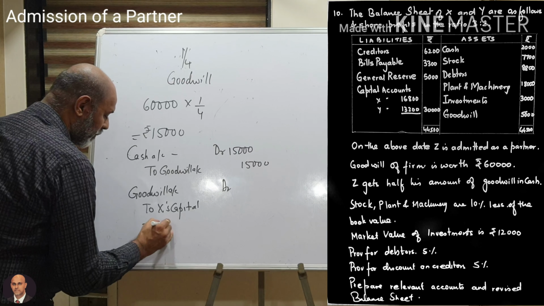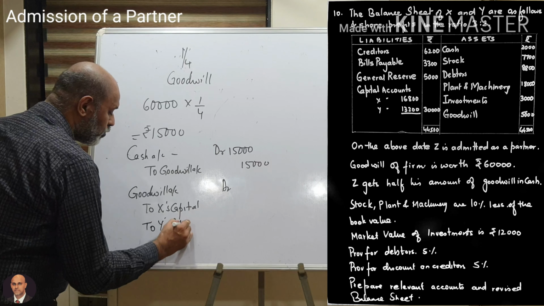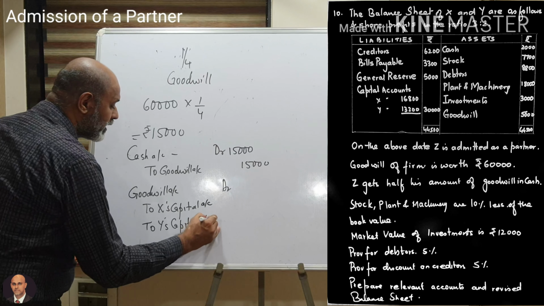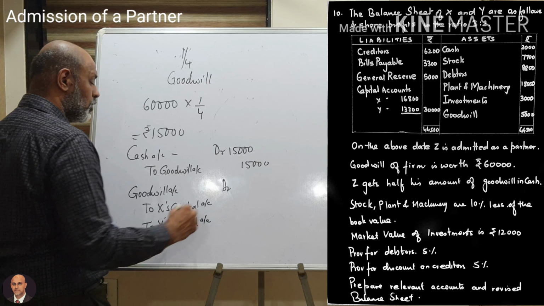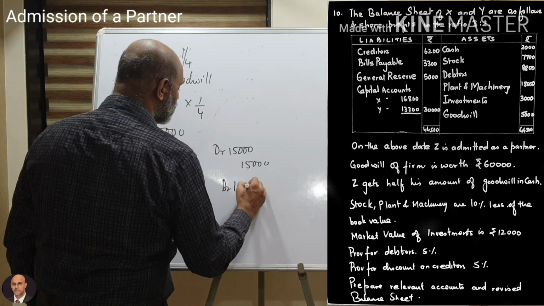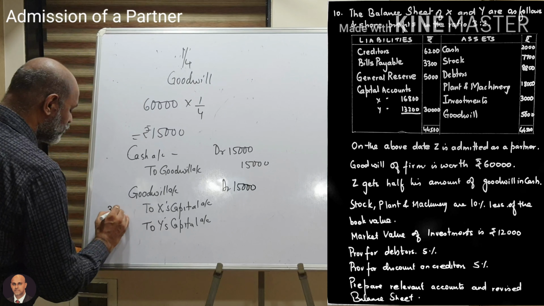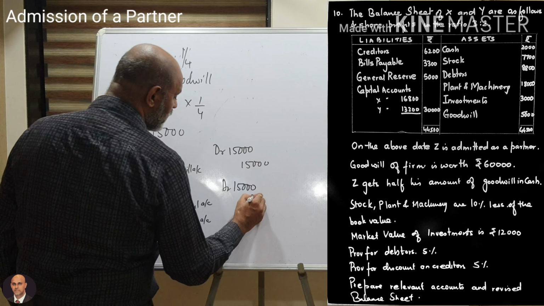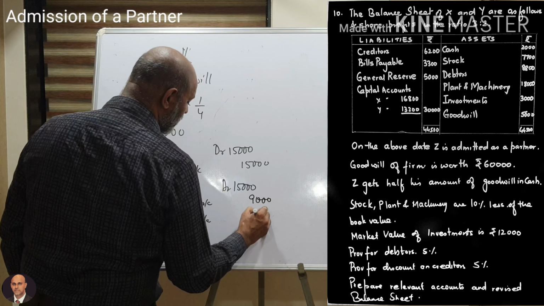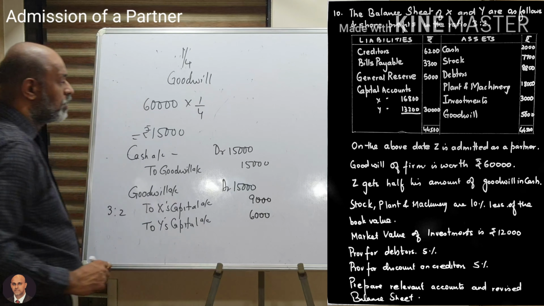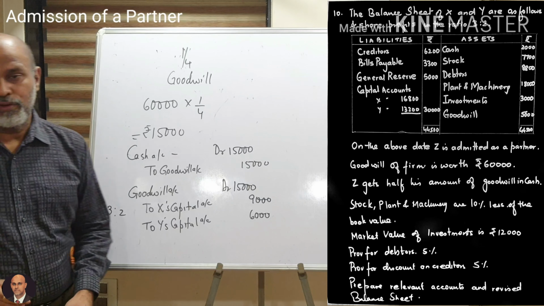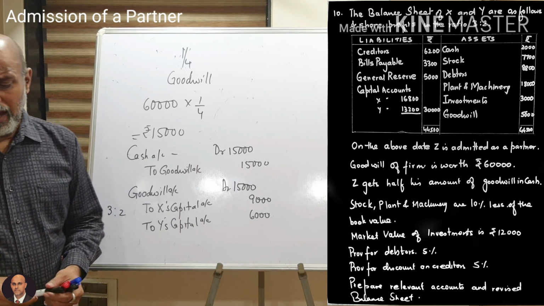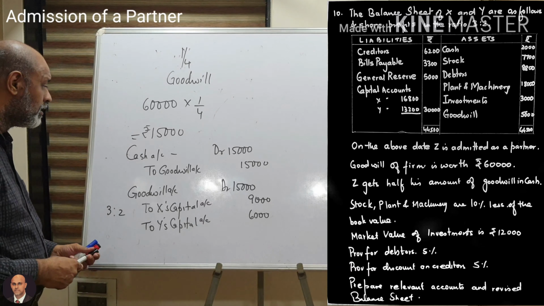to Y's capital. Since no new ratio is given in the sum, the old ratio itself would be regarded as the sacrifice ratio. So 15,000 will have to be divided in the ratio 3:2. So 3/5, so it is 9,000 and 6,000 respectively. Okay, so that is goodwill for you. The goodwill part ends, and it doesn't end here, sorry.